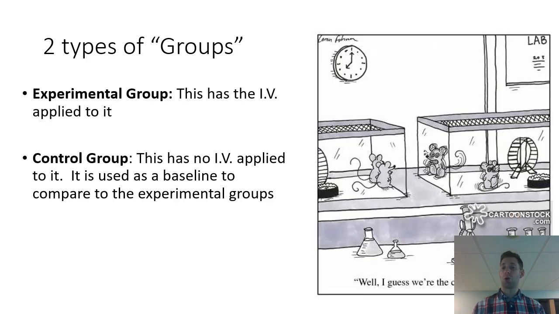Further, there's two types of groups that we need to establish when doing experimental design. Experimental groups are what has the independent variable applied, whereas the control group does not have the independent variable applied. It's something that's used to compare with the experimental groups. So again, going back to our example experiment, the experimental groups were corners 2, 3, and 4. Those were all given some sort of variable, whereas the control group was corner 1 because corner number 1 had no independent variable applied to it.